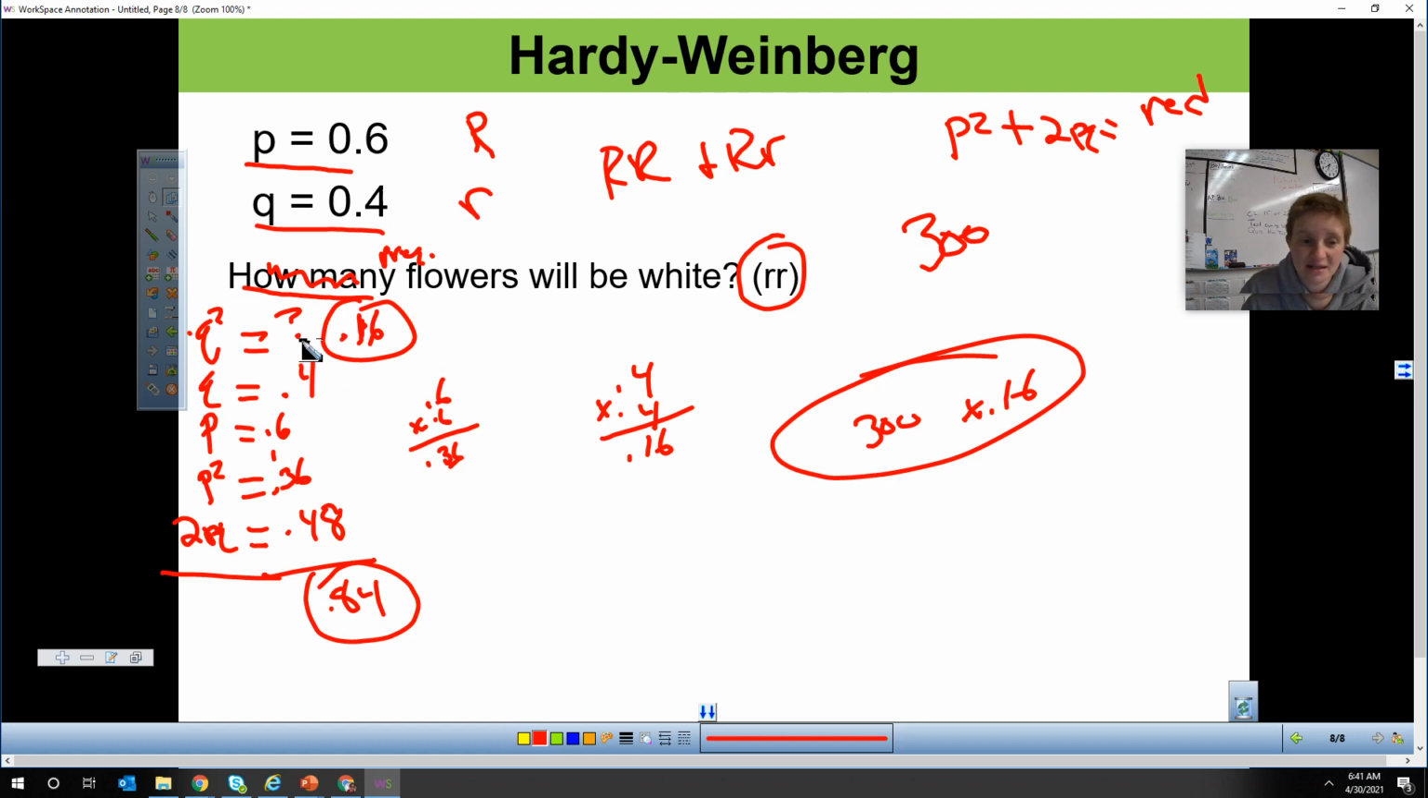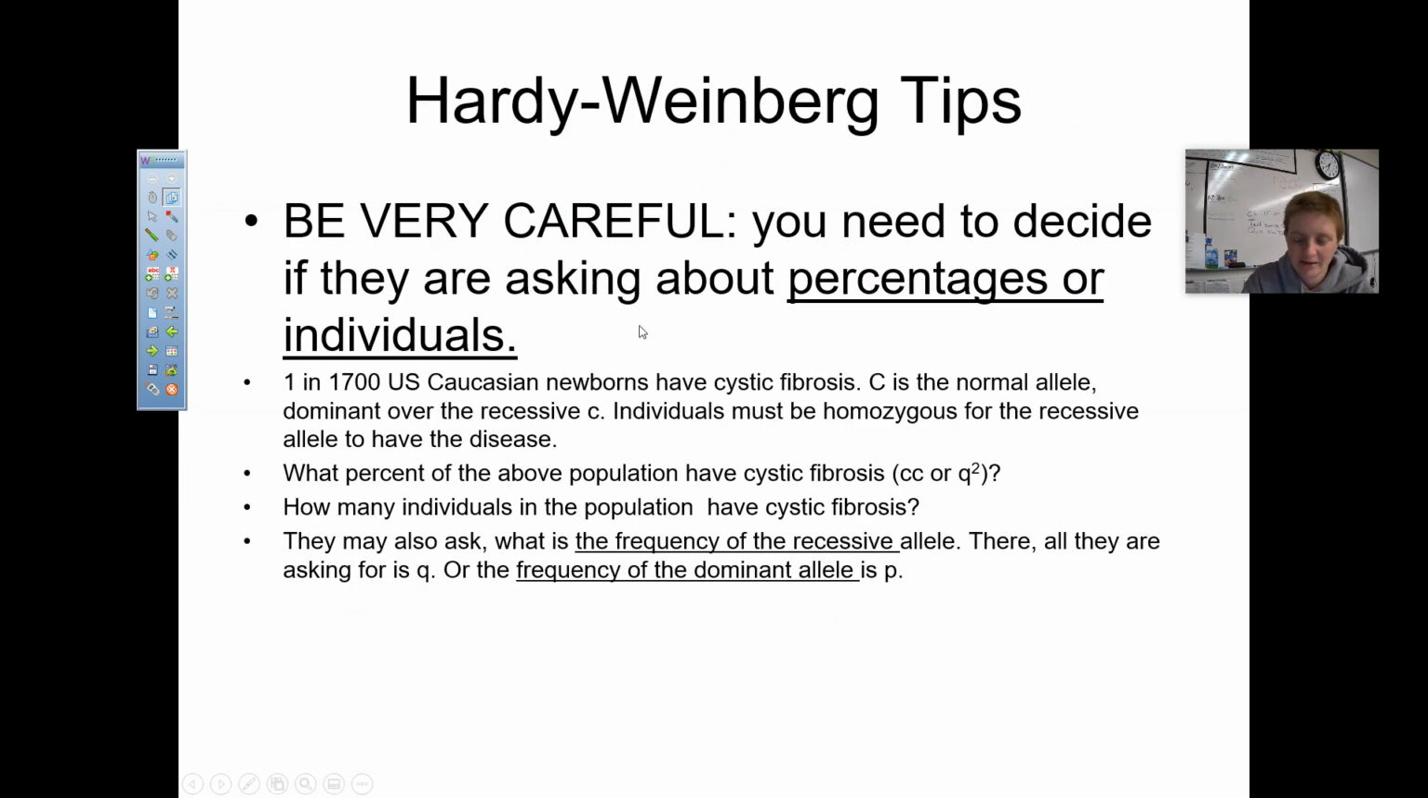Another thing we could have done is if these are all the white flowers, we could have just done 1 minus 0.16, and that also would have given us how many red flowers. I always overcomplicate, but there you go.